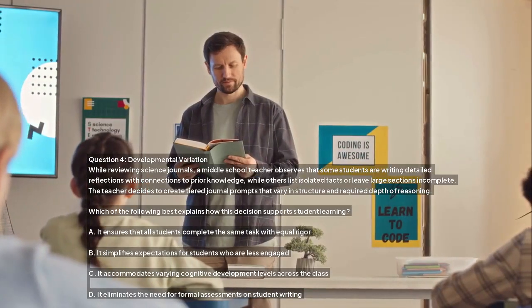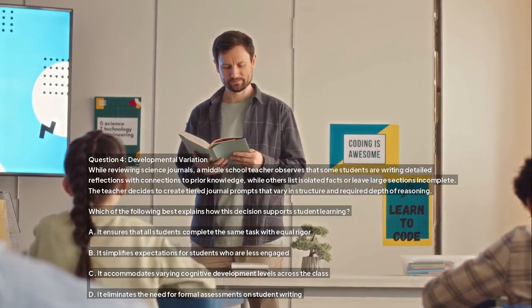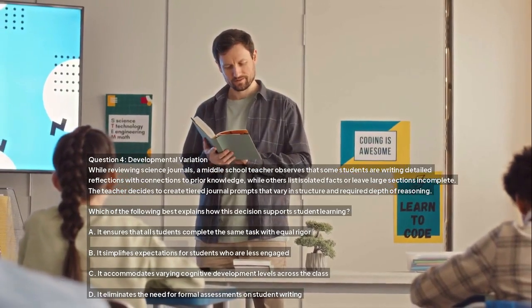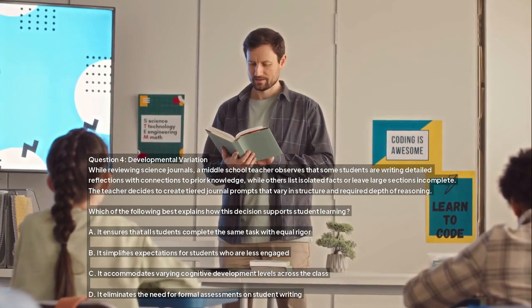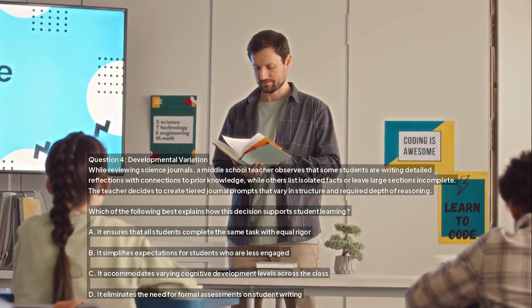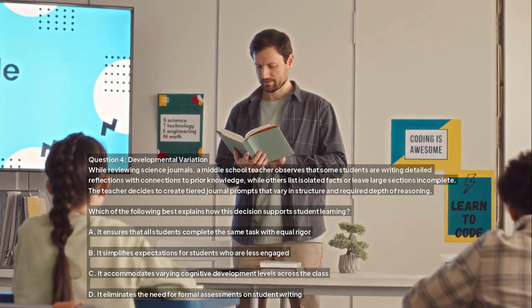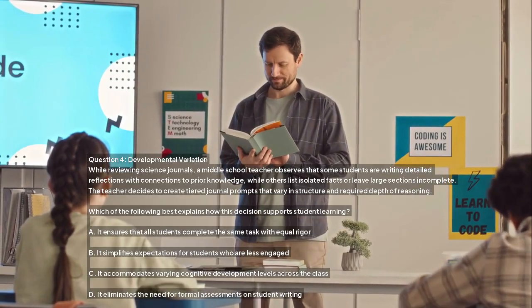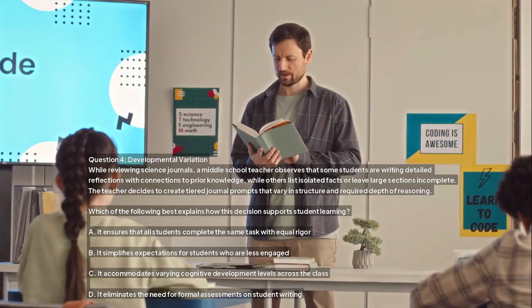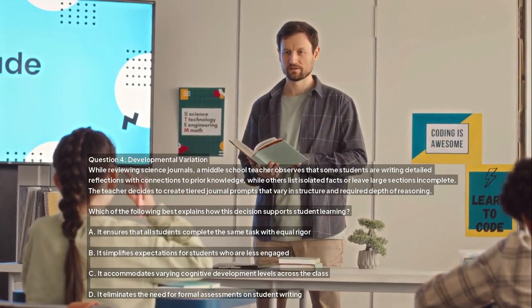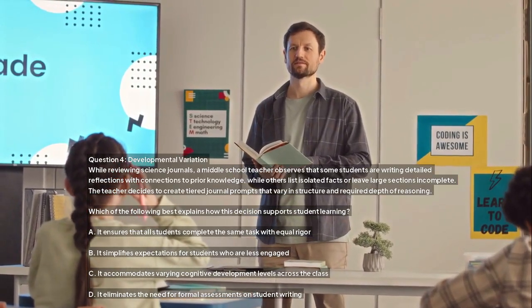Question 4. Developmental variation. While reviewing science journals, a middle school teacher observes that some students are writing detailed reflections with connections to prior knowledge, while others list isolated facts or leave large sections incomplete. The teacher decides to create tiered journal prompts that vary in structure and require depth of reasoning. Which of the following best explains how this decision supports student learning?